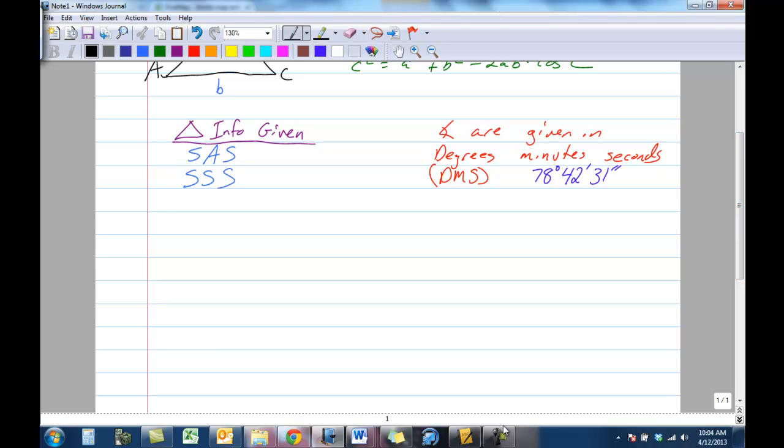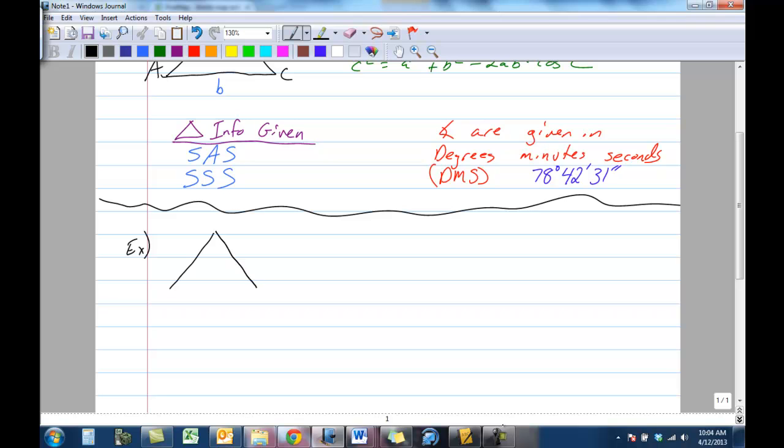So let's get into our first example here. Our first example is: draw a triangle, and we'll call this ABC. And I'm going to give you, this is 22, this is 27 degrees, and this is 14. All right, so this is the information that is given.